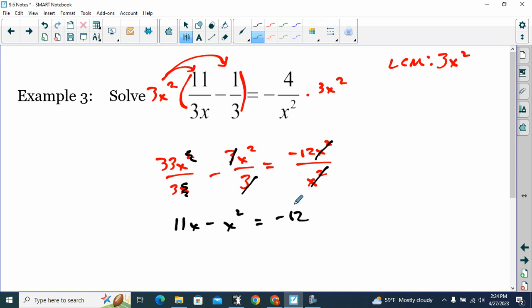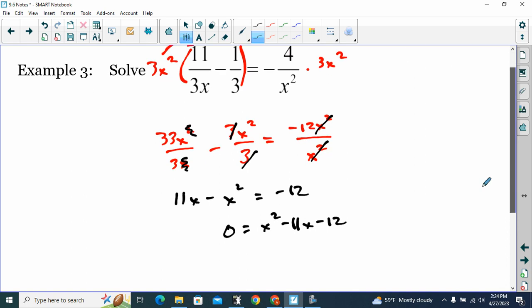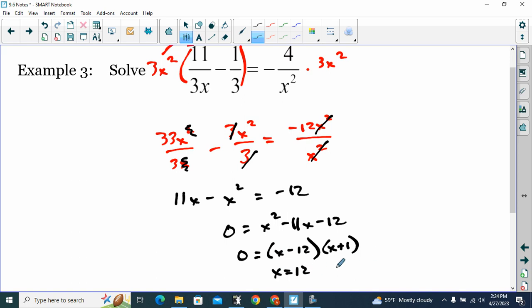We've got a quadratic equation. We solve quadratics by getting them equal to 0 and factoring them. Set each factor equal to 0. We get x equals 12, x equals negative 1. Notice neither of those make us divide by 0, so we do not have any extraneous solutions. Those are our answers.